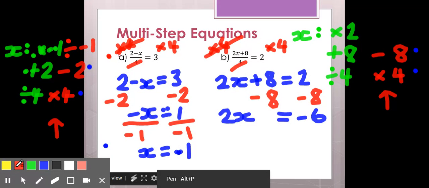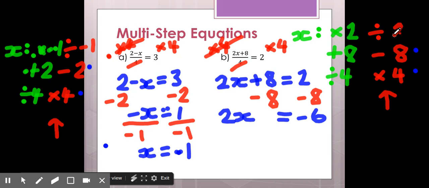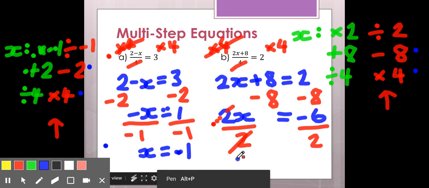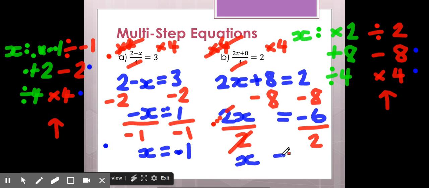Our final step is to do the opposite of times 2, which is divide by 2. Divide by 2, divide by 2. This will cancel with this, leaving us with x is equal to -6 divided by 2, which is -3. And that's all steps complete.